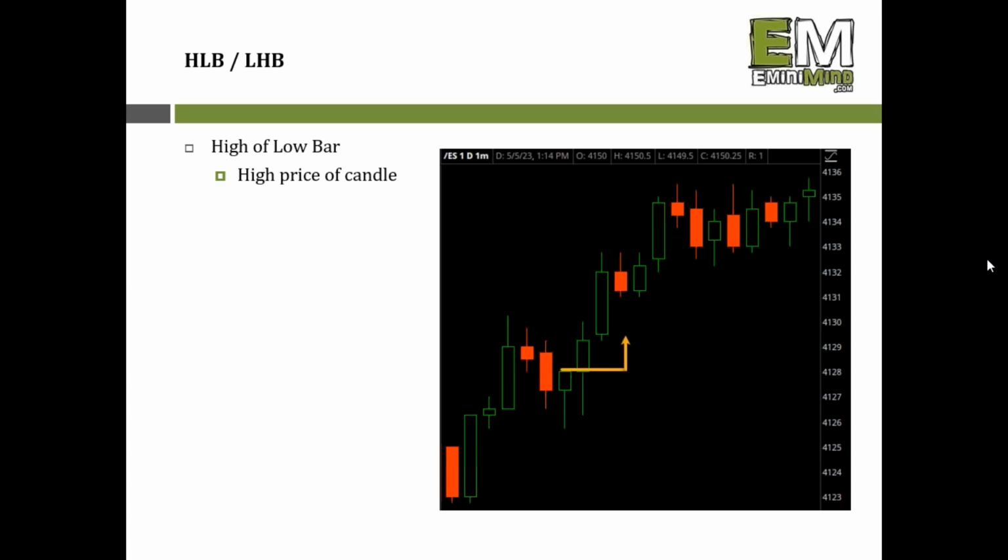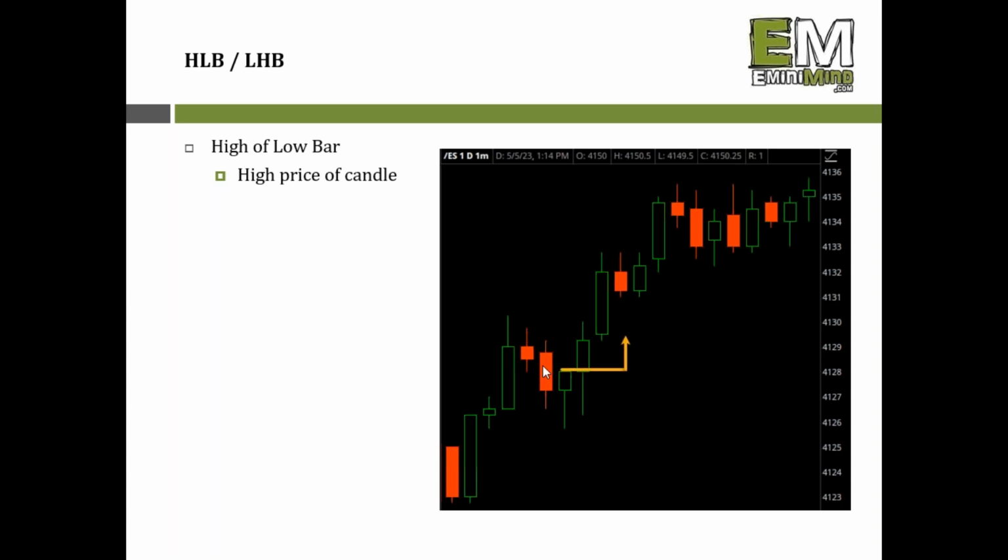And so high of low bar would mean we're identifying the highest price of that low bar in the pullback. So the lowest bar in the pullback is the hammer, and the highest price of the hammer is the high of the candle. So HLB, high of low bar. And so that becomes the entry. And actually 1 tick above that high is where I place my order. So high of low bar, again, you can do this on the 1-minute chart intraday, or you can go to a daily chart, 15-minute chart, different markets, different time frames, all works the same.